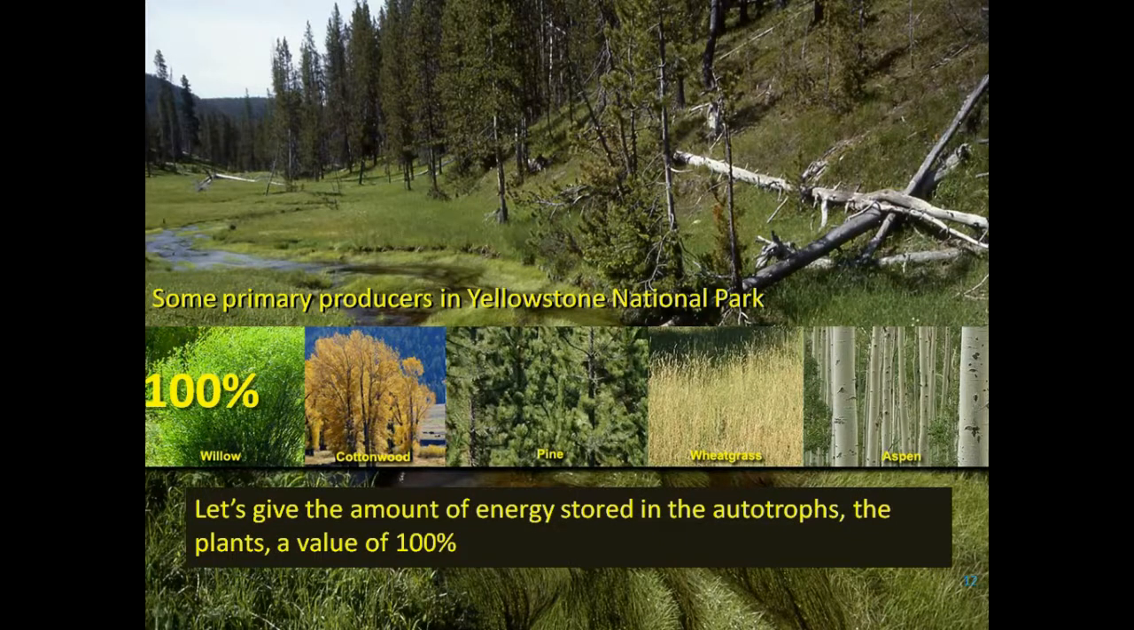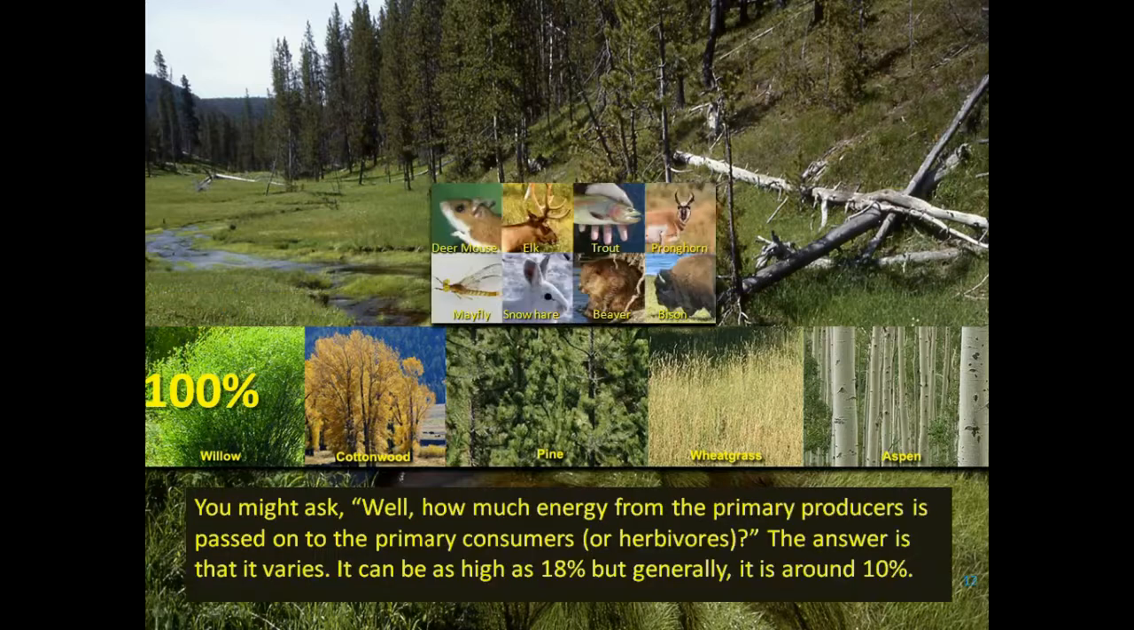Let's give the amount of energy stored in the autotrophs, the plants, a value of 100%. You might ask, well, how much energy from the primary producers is passed on to the primary consumers, the herbivores? The answer is that it varies. It can be as high as 18%, but generally it's around 10%.